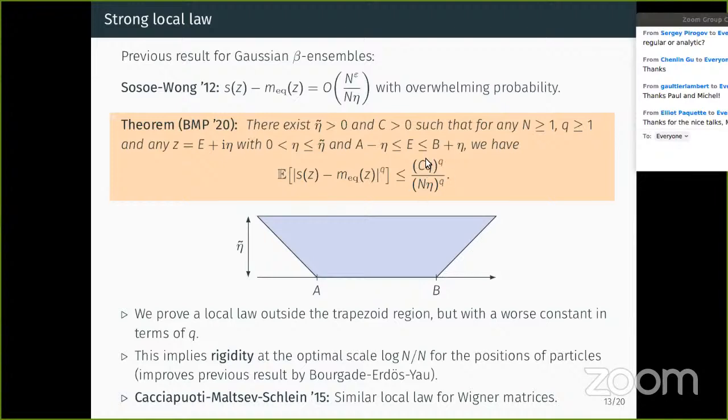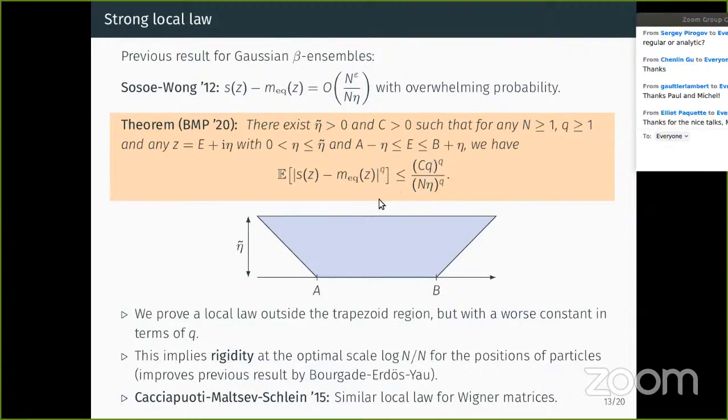Okay, what does this bound mean? It means that if you rescale this by n eta, this quantity multiplied by n eta has exponential moments. Exponential moments are the ones where you have moments which are of the order q to the q. So this characterizes the law indeed.